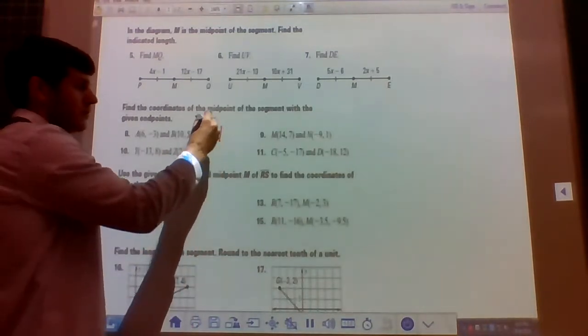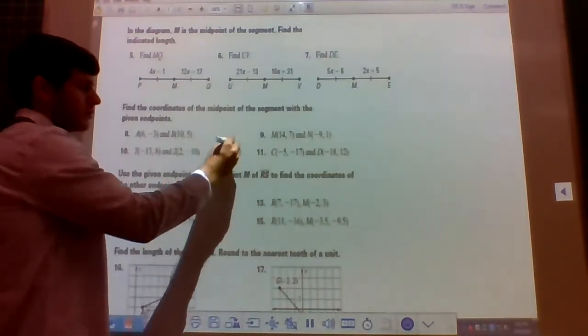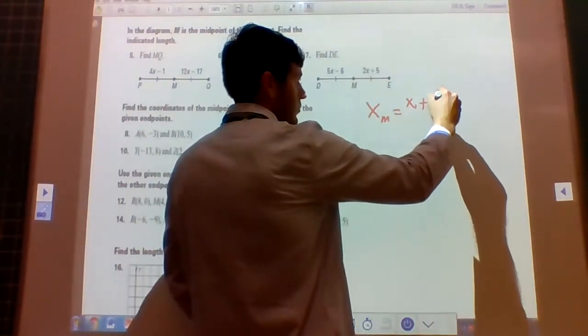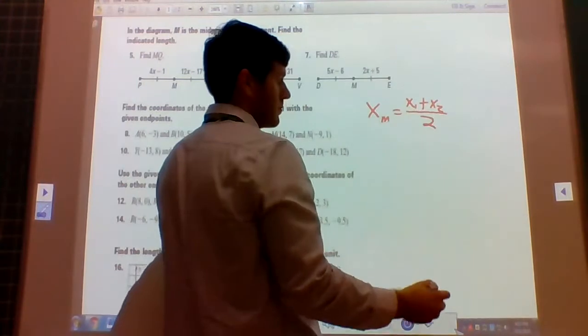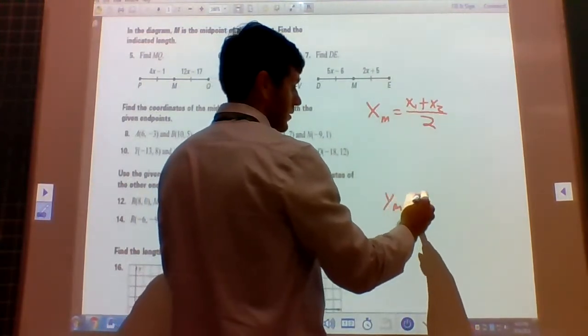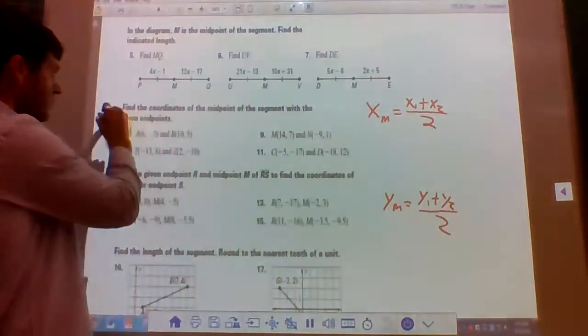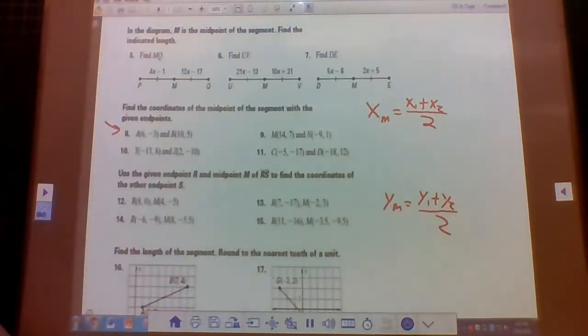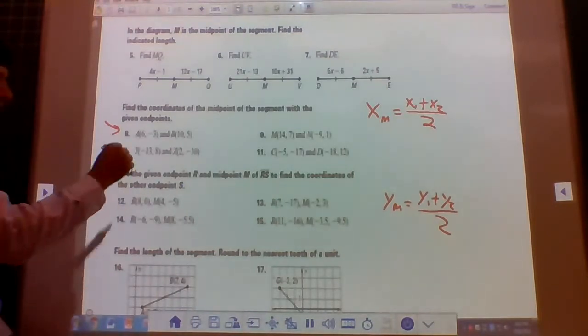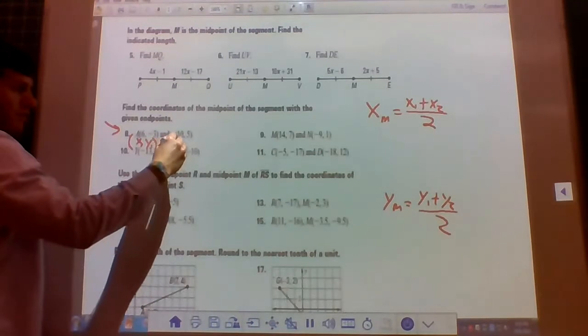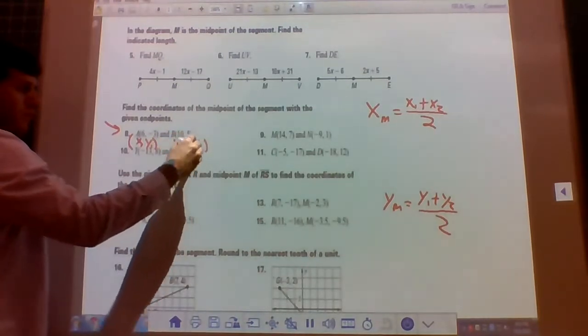But let's write out our formulas. Okay, xm equals x1 plus x2 over 2, and ym equals y1 plus y2 over 2. So xm and ym are the values of the midpoint. That's what we're trying to solve for. This is going to be x1, y1. And this is going to be x2, y2.